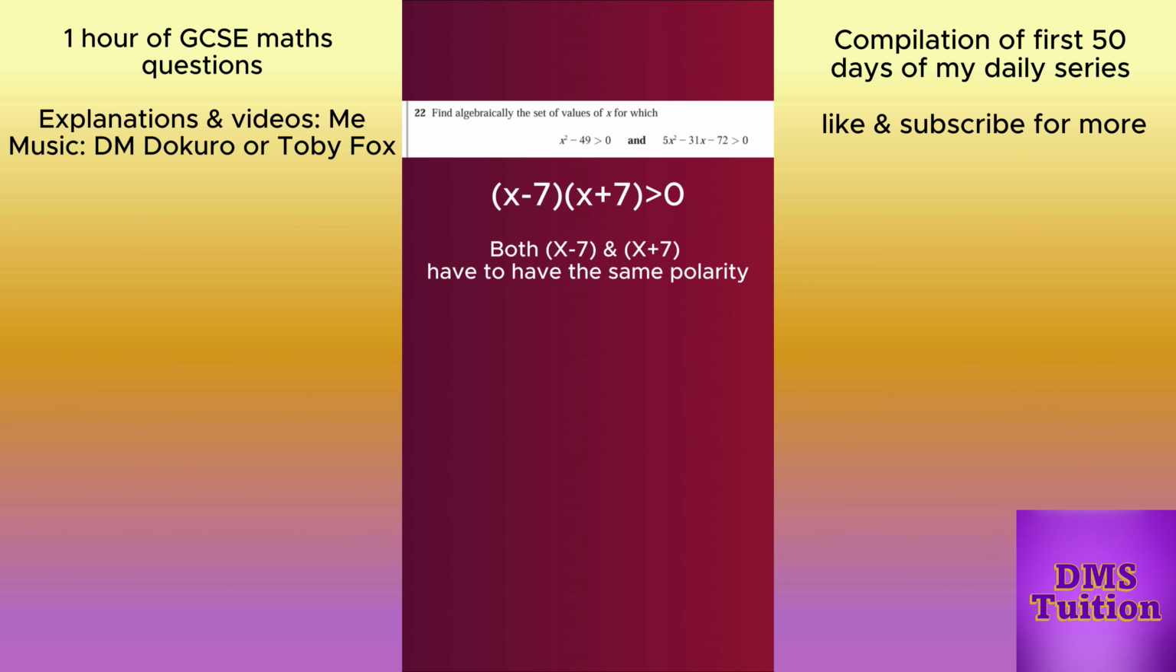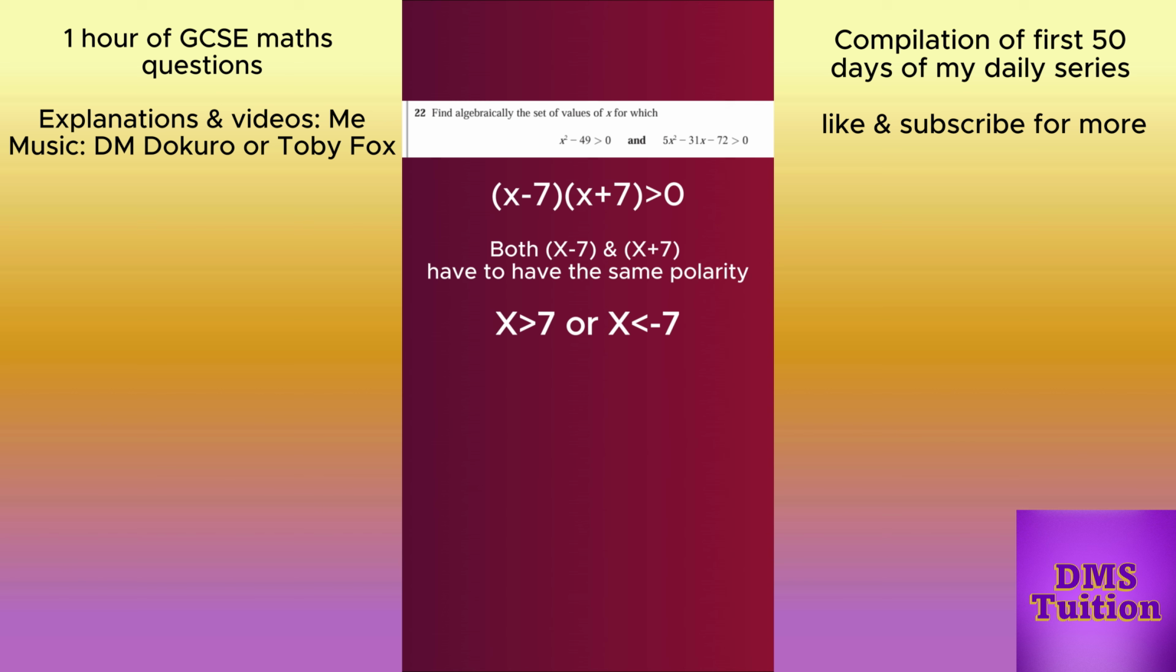So we end up solving x minus 7 greater than 0 and x plus 7 greater than 0, in which case x has to be greater than 7, or x minus 7 is less than 0 and x plus 7 is less than 0, in which case x has to be less than minus 7. So the solution to the first inequality is x is less than minus 7 or x is greater than 7. You could also do this in a graphical method, however this is the way I prefer.